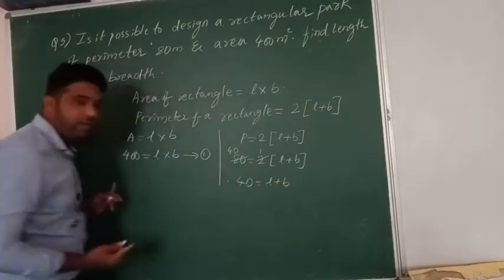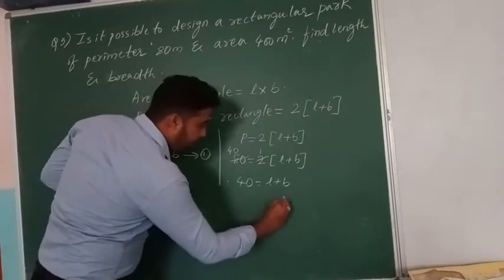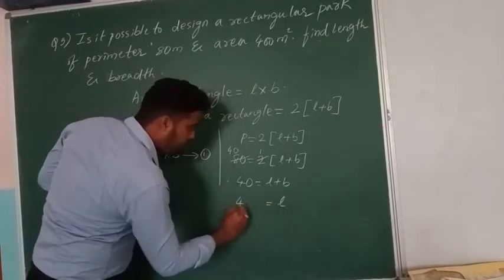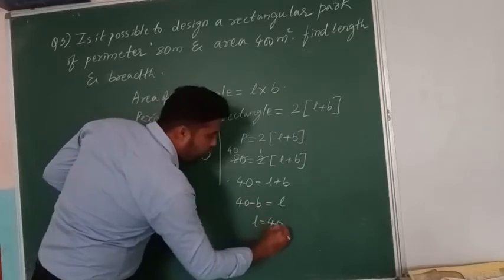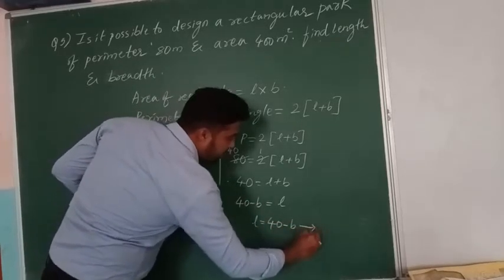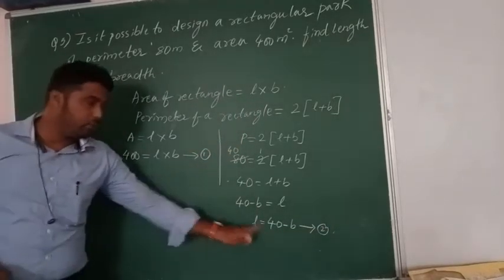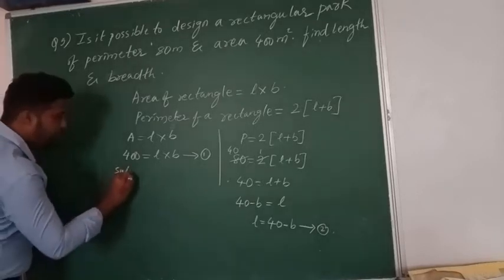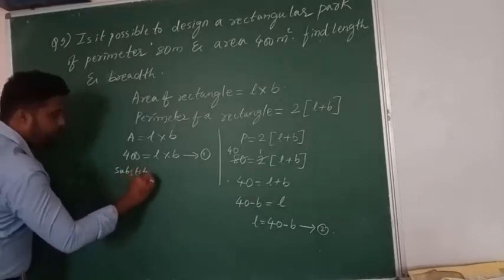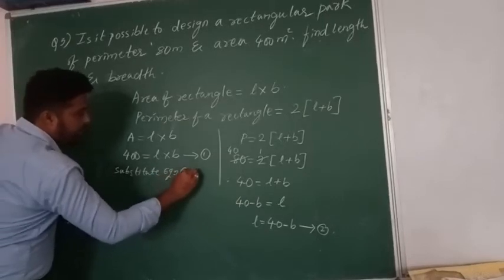This I can modify either for L or for B. So let me modify for L. L is equals to 40 minus B. This I can say is equation number 2. This equation number 2 I am going to substitute in equation number 1. So what can I write here? Substitute equation 2 in equation 1.